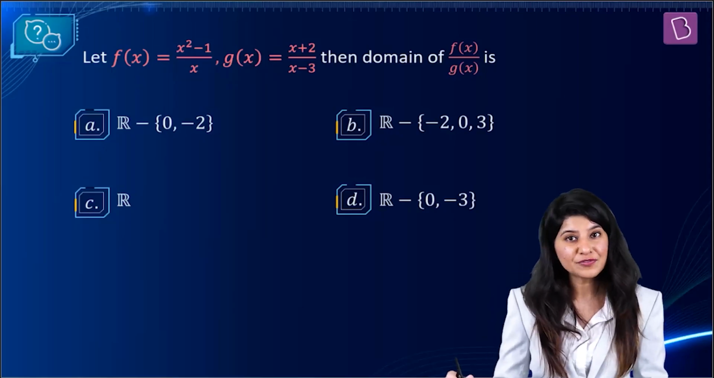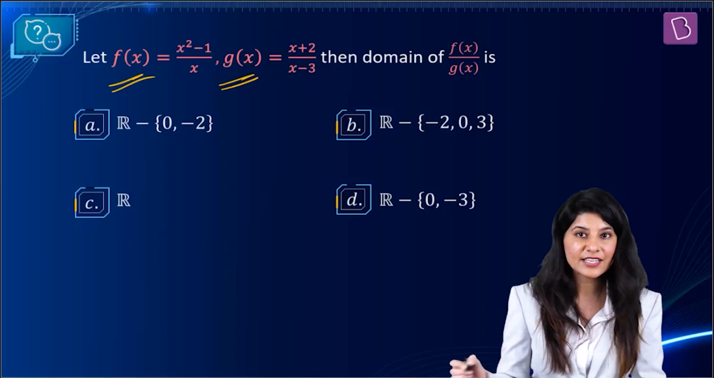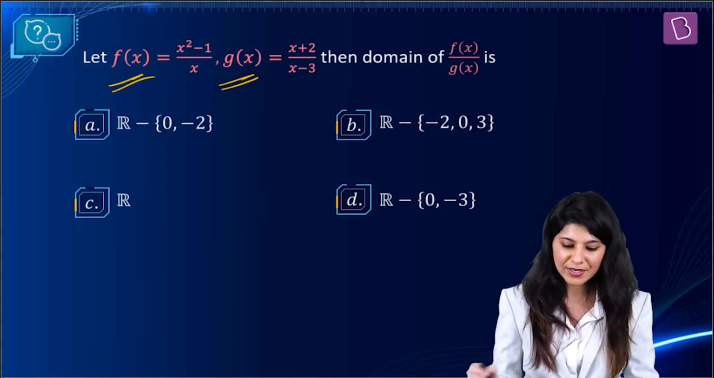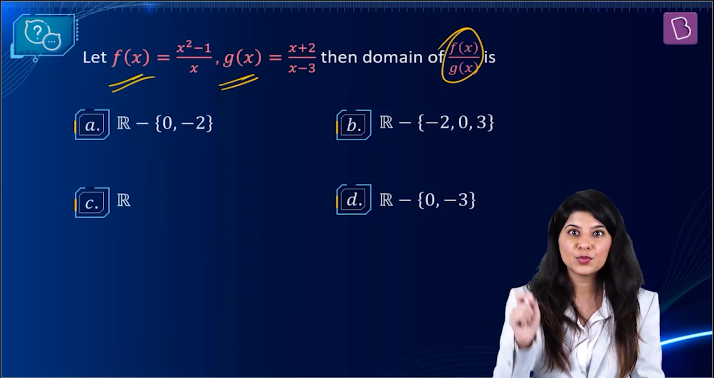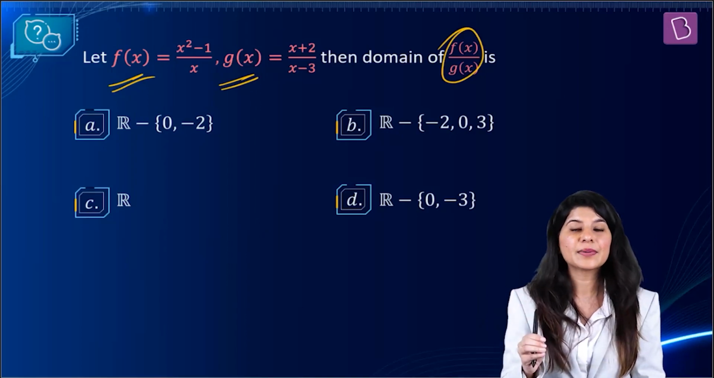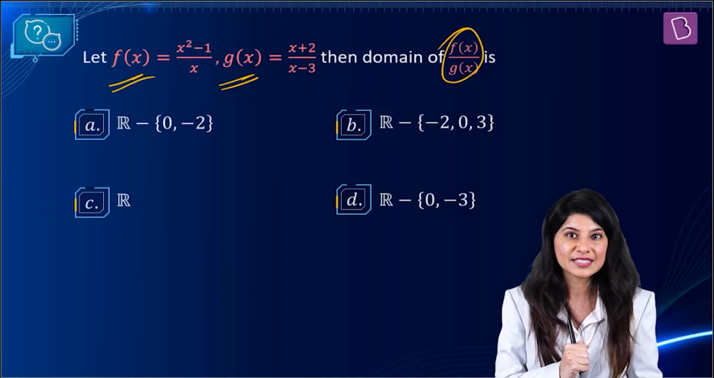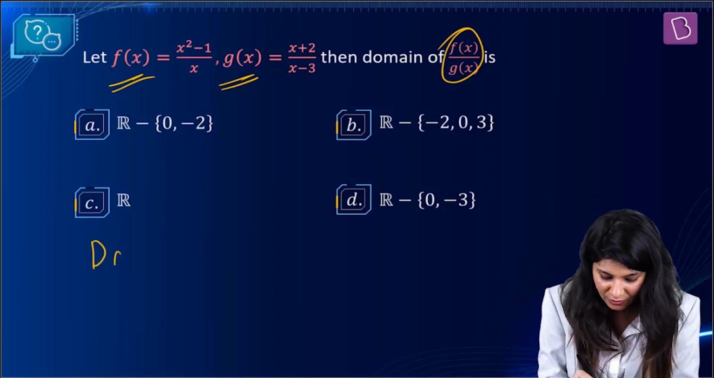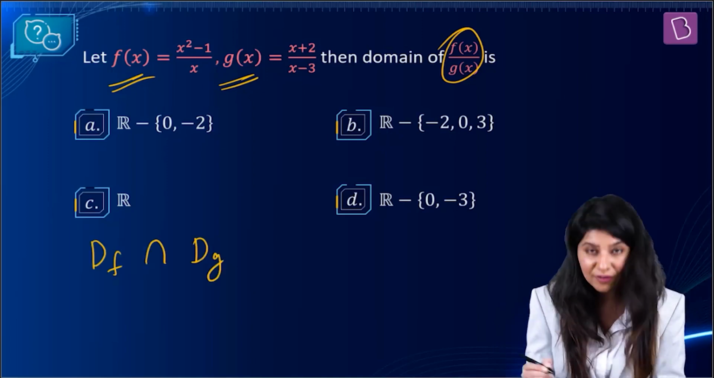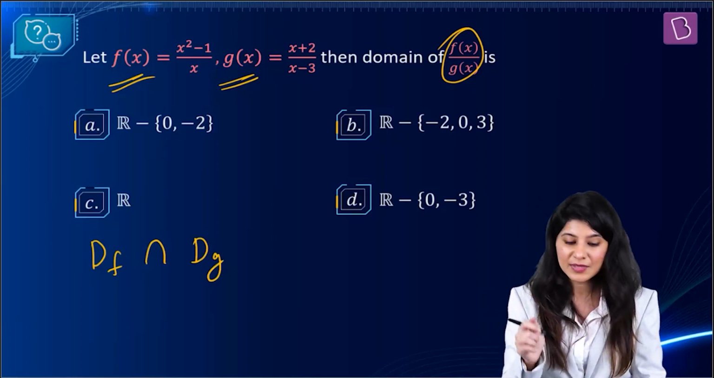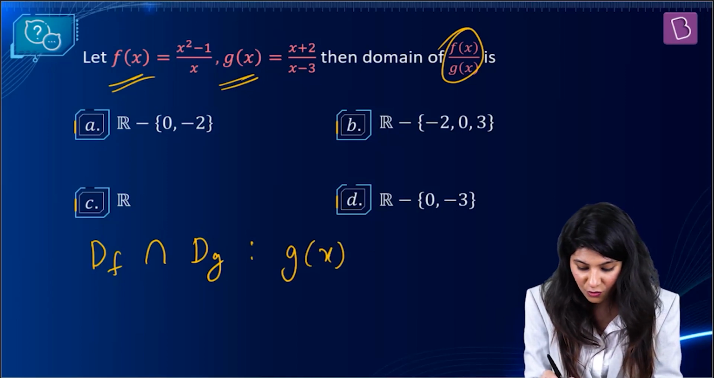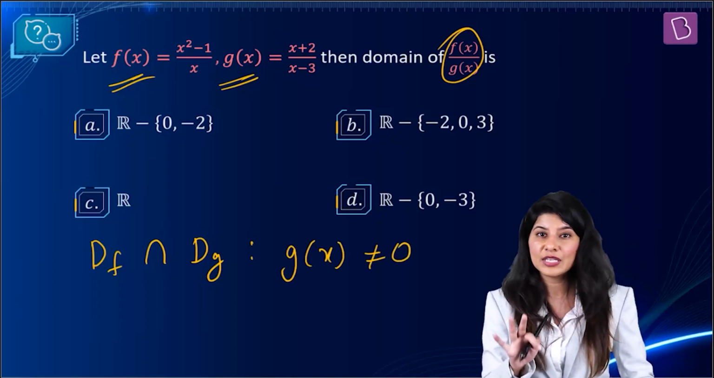In this question, two functions f of x and g of x are given to us, and we need to figure out the domain of f of x by g of x. We all know how to calculate the domain of a function comprising a division of two functions. The domain would be the domain of f intersection with the domain of g. Since g of x is in the denominator, the denominator can't be 0, provided g of x is not equal to 0. Three things we need to keep in mind.